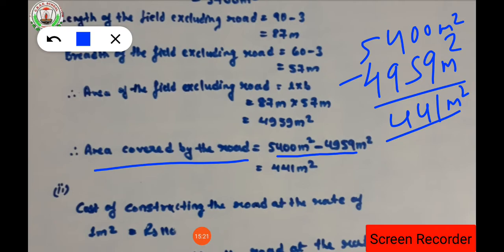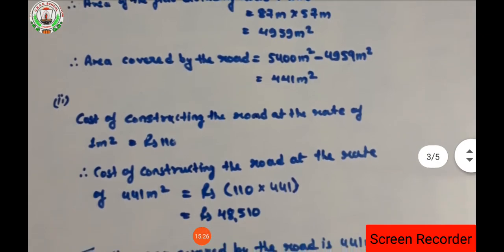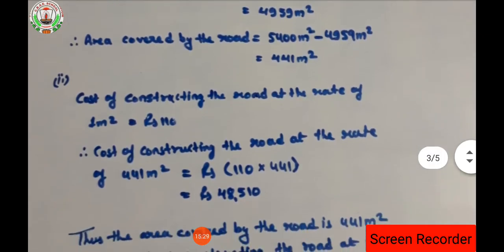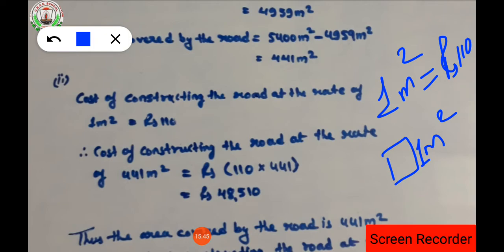Clear everyone? Now in the second part of the question it is asked that cost of constructing the road at the rate of 1 meter square is given as 110. That means when we are going to construct a road, how much rupees is required, that is 110. It means 1 मीटर स्क्वायर एरिया के रोड को बनाने के लिए 110 रुपीज़ हमको लग रहा है. तो टोटल उस रोड का एरिया कितना है? 441 है. So that 441 will be multiplied with 110 in order to get the total cost.